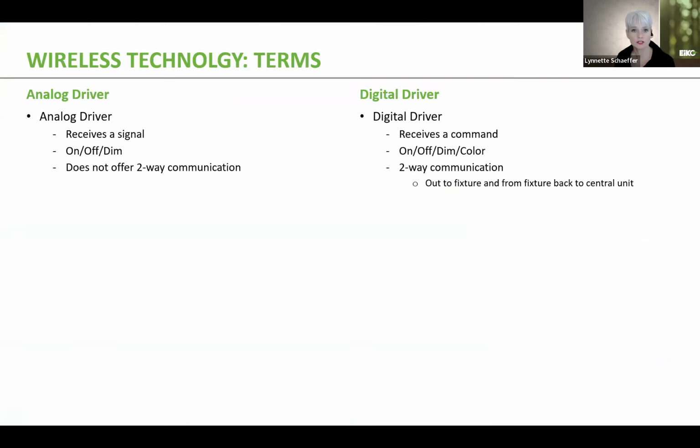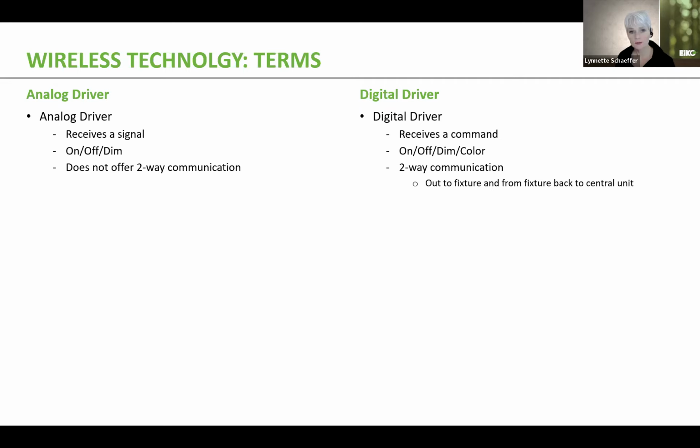Now, with LED technology, there's a driver, but when it comes to lighting controls, there are analog drivers and digital drivers. An analog driver receives a signal, and typically that signal is to turn the fixture on, off, or increase or decrease in intensity. It typically does not offer two-way communication. On the other hand, digital drivers receive a command, and that can be on, off, dim, or even change the color. Two-way communication is also offered in digital drivers, which means not only does the command go out to the fixtures, but you can also get information back from the fixture to a central unit.